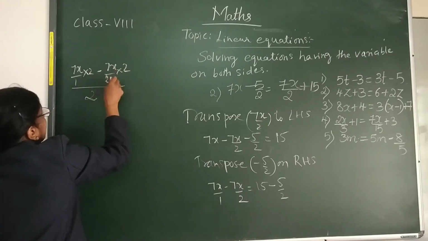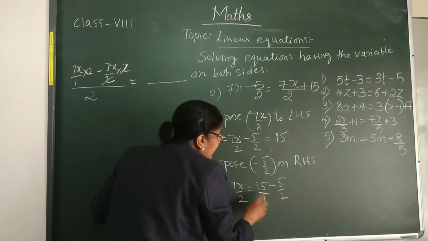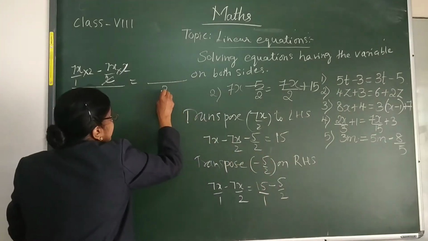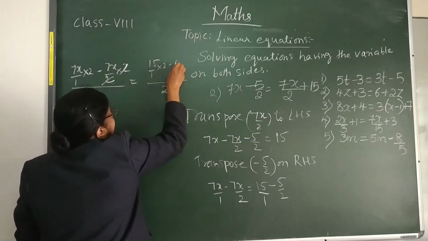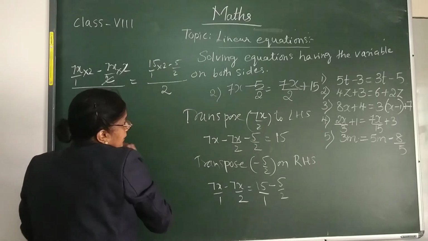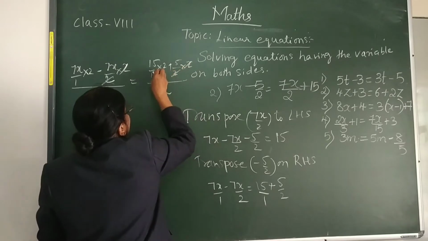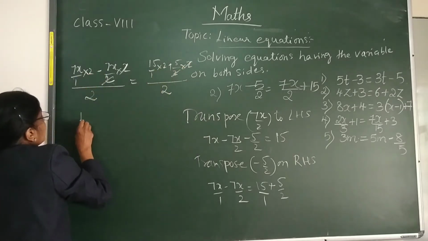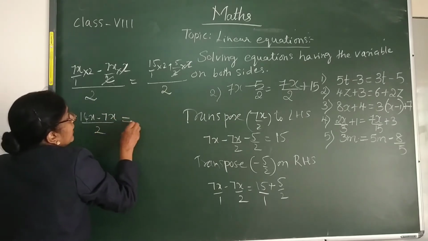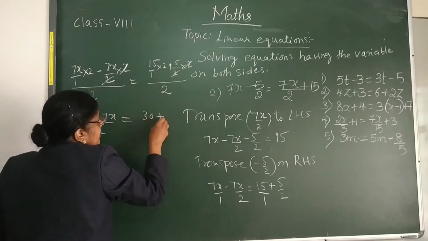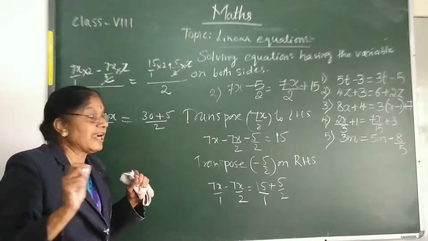So what will we get? 2 on the left hand side is equal to. Here also we have 1, nothing is written under it. Here also we have the LCM, the same LCM we have over here also. 15 by 1 into 2 minus 5 plus 5 by 2 into 2. The 2 and 2 cancel. So here 7 into 2 is how much? 14x minus 7x divided by 2 is equal to 30 plus 5 divided by 2. What is 30 plus 5? 30 plus 5 is 35.